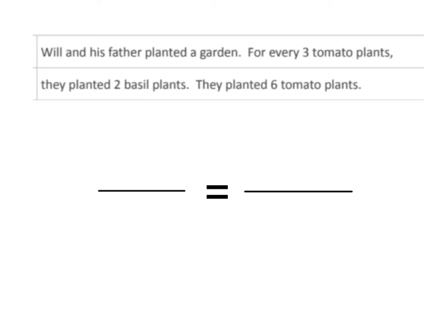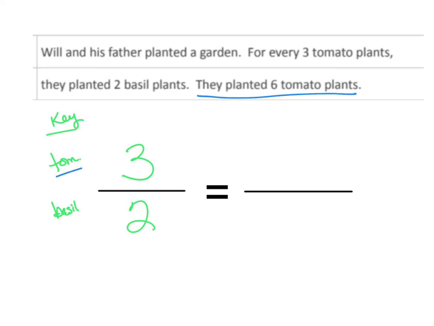Next problem, Will and his father planted a garden. For every 3 tomato plants, and I'm just abbreviating, they planted 2 basil plants. So my tomato plants are on top, my basil plants are on the bottom. This is my key again, just to kind of help me remember what's what. Then they told us that they planted 6 tomato plants. Well, tomato plants is on top, so I'm going to put my 6 on the top. I've got to find out how many basil plants they planted.